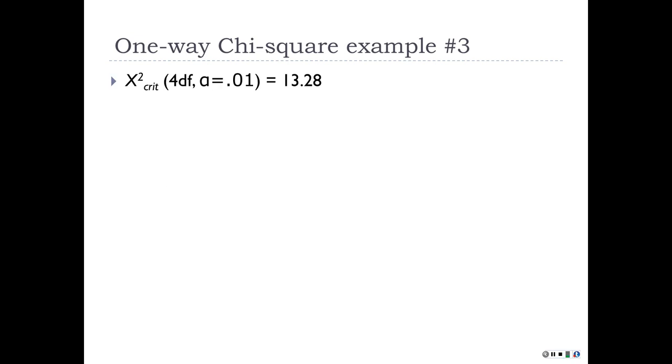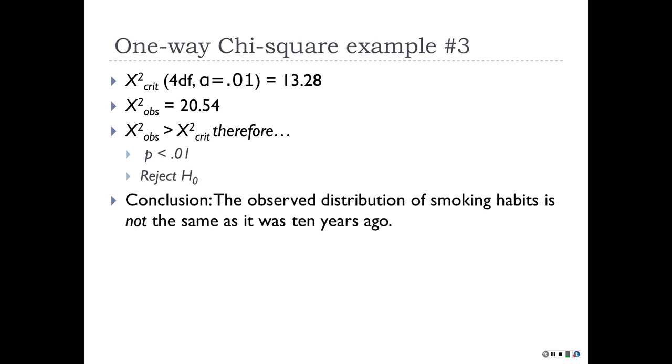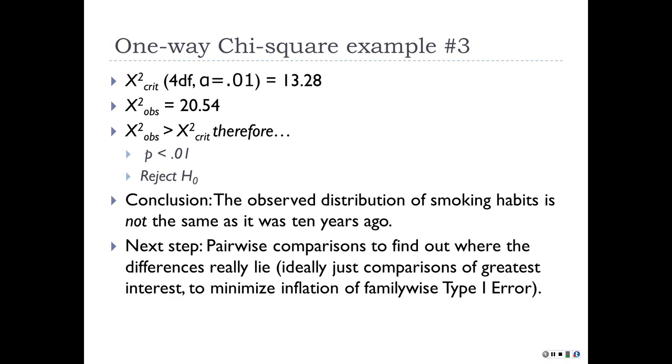And so working through the values here, if you look up at the table, the critical chi-squared for alpha of 0.01 and 4 degrees of freedom, remember 5 categories, so 4 degrees of freedom, is 13.28. 20.54 is bigger, and therefore p is less than 0.01. We reject the null hypothesis, and the conclusion is that the observed distribution of habits is not the same as it was 10 years ago.